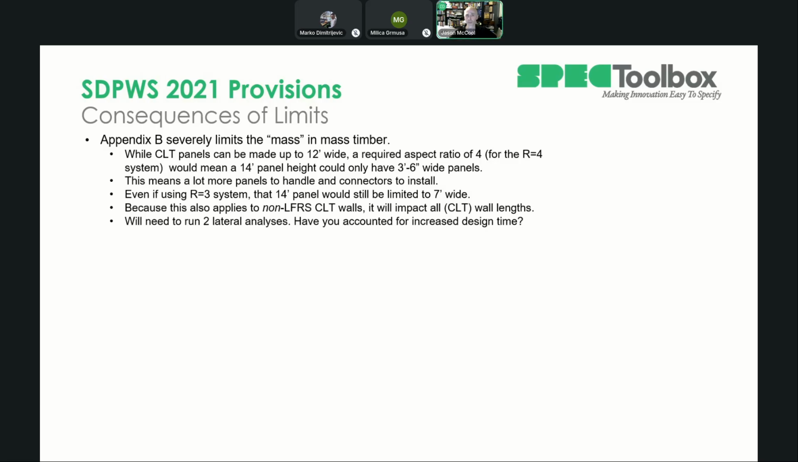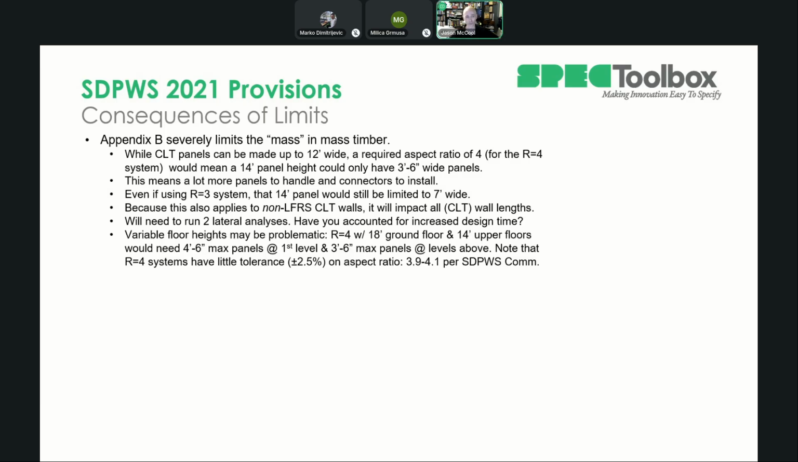And then, of course, with the two lateral analyses, you've got to ask, have I accounted for that increased design time in my project fee? It may not simply double my time. It may be more than that because some of the few software tools that are out there for doing mass timber may not really be able to handle some of these little nuances that they want. So you may end up having to do a lot more hand calcs on something like this.